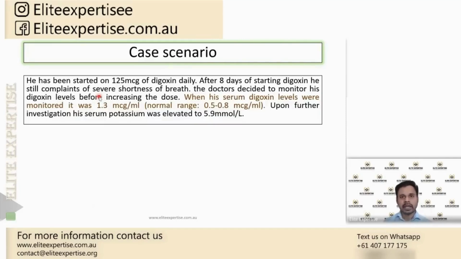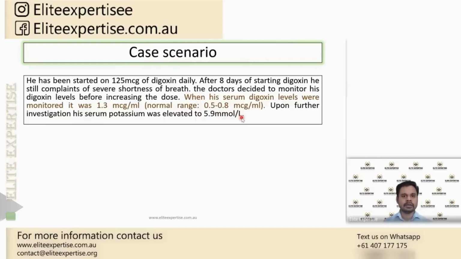Then they have done further investigations. They have done all the other blood tests, and they have found that the patient's serum potassium level is elevated to 5.9 millimoles per liter. The normal serum potassium level should be 3.5 to 4.5, but here in this case, the patient's serum potassium level has been elevated to 5.9.